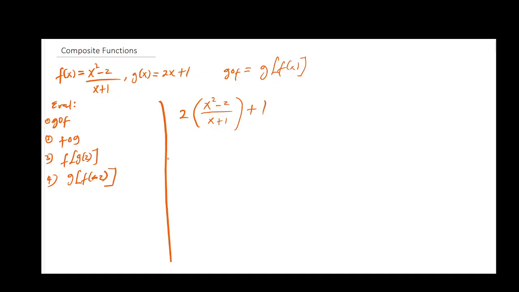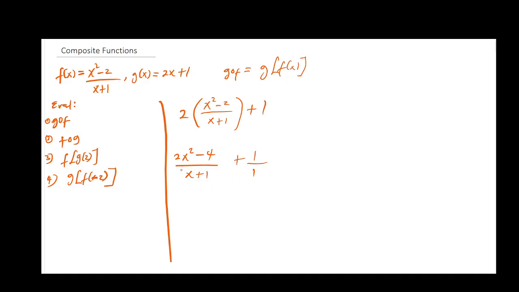plus 1. Now if we distribute 2, we are going to have 2x squared minus 4, that is 2 multiplied by minus 2, which is minus 4, all over x plus 1, plus 1. Remember, this is exactly the same thing as 1 all over 1.